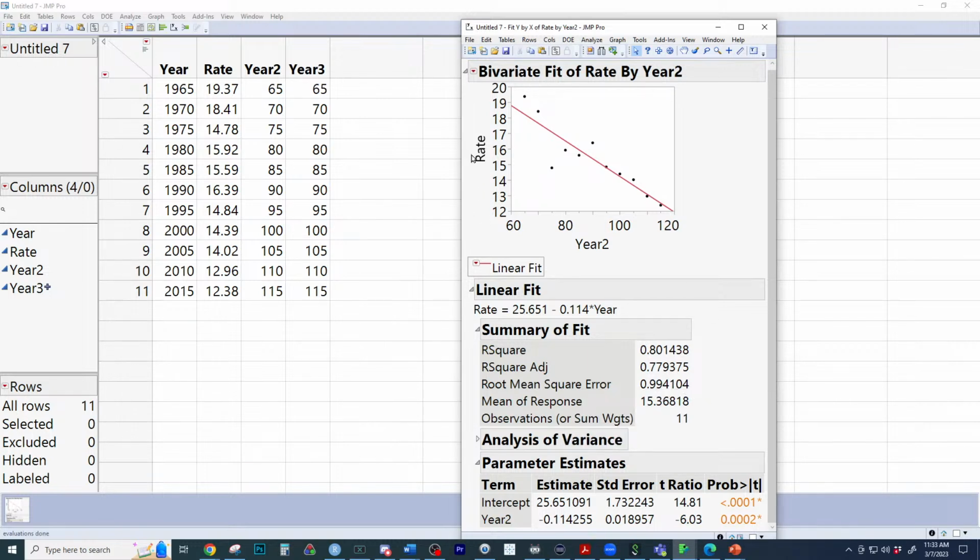Mean of the response is the mean birth rate. Number of observations is how many dots there are. Estimate is B0, B1, the intercept and the slope estimate. Standard error is the uncertainty. T ratio is the ratio of your estimate to your uncertainty. And the p-values are the statistical significance for both of those coefficients.